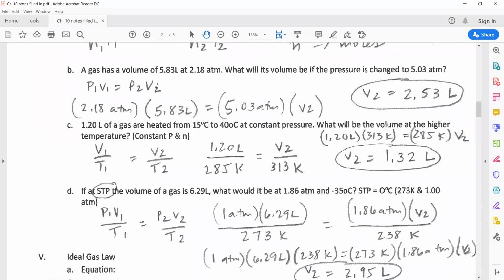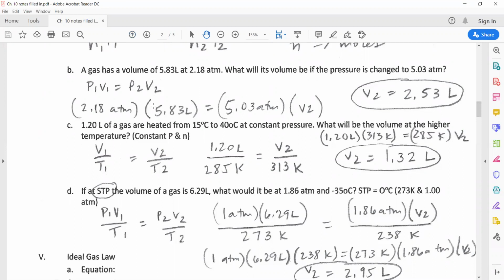A gas has a volume of 5.83 liters and 2.18 atmospheres. So that's my V1 and my P1. So I can already know that I'm looking at volume and pressure. What will its volume be if the pressure is changed to 5.03? Using the combined gas law, I'd get rid of N and T because those are not brought up, and I would get that P1 V1 equals P2 V2.